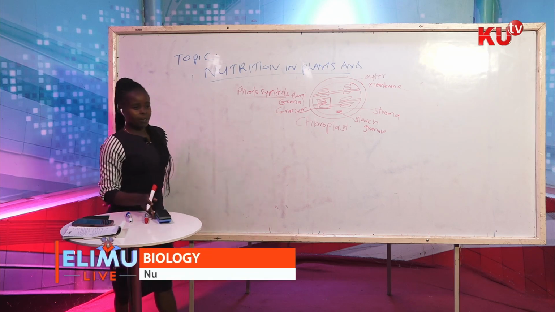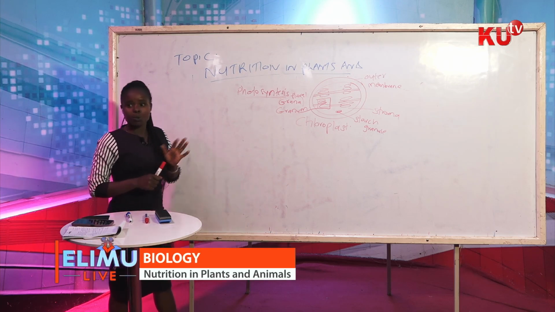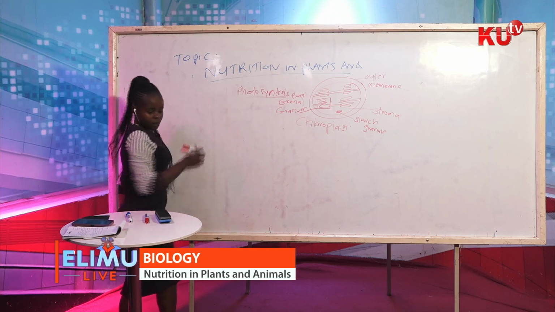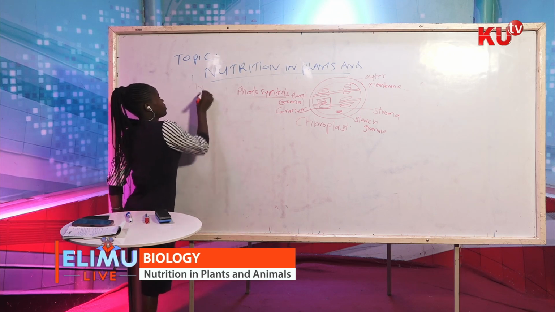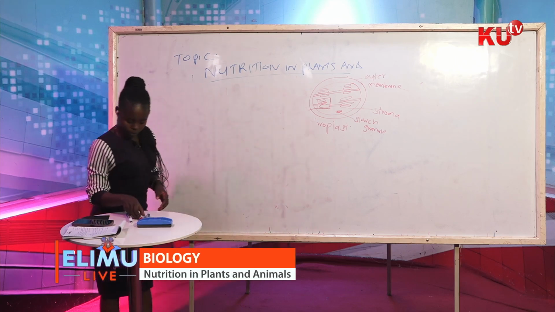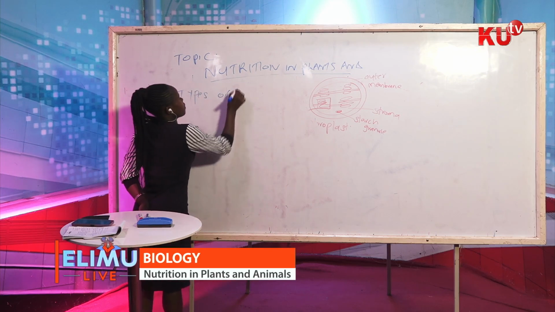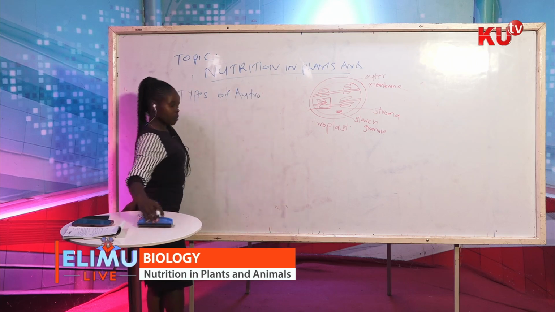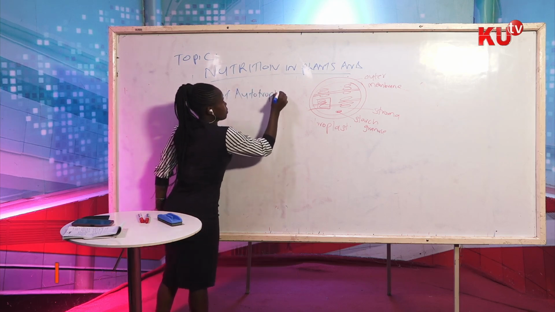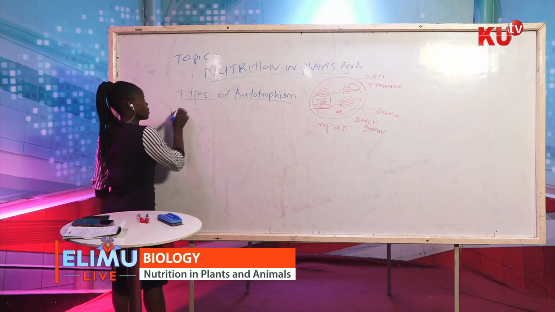So we were discussing, I was at the second mode of nutrition, which was what? Autotrophism. Autotrophism has two types. One is photosynthesis. Let me write the types of autotrophism. So the first type of autotrophism is photosynthesis.